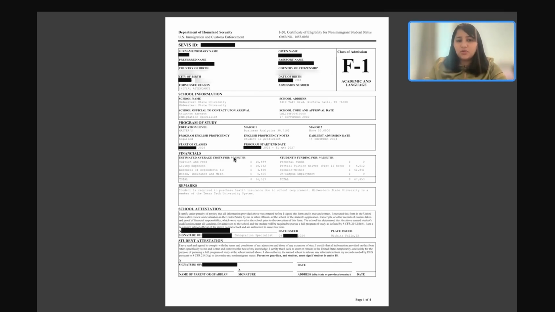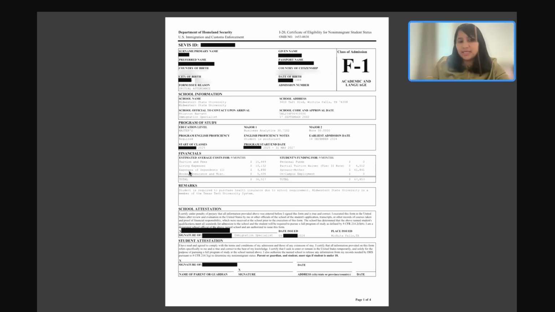So the first column that you'll notice in the I-20 is the cost. So you will see that various expenses have been mentioned here, such as tuition, living, expense of a dependent, books, insurance, and miscellaneous. Now, keep in mind that this is not the actual cost, or this is not an invoice that your university has given you. This is an estimate of the costs that you might incur during the first year of your education. And this is exactly what the visa officers are also looking for. They want to get an estimate of what is the cost of this education, how much is this degree going to cost you.